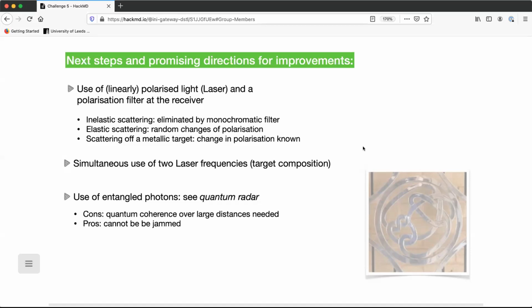There are a lot of other things coming in here, which we discussed. We could use 2 laser frequencies, and you could use entangled photons, which was a suggestion from the wider group. This is indeed an area on its own. It's called quantum radar. It's an interesting development. At the moment, the problem is quantum coherence over long distance. So far you can go up to 1 meter, but this is not what we want to achieve here. But the promises are great because, with entanglement, this is a method you can't jam. So this is a direction which we could explore further.